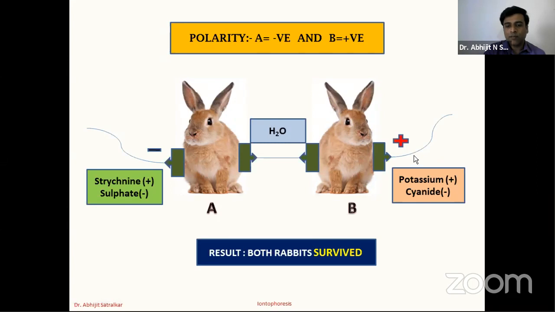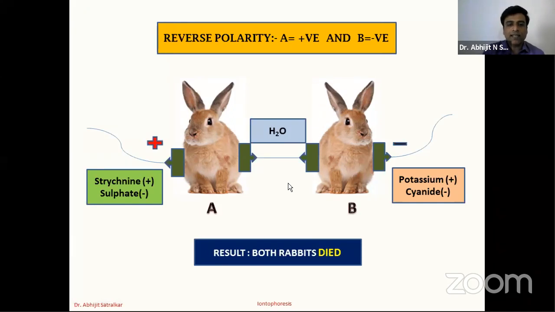While in rabbit B, potassium, which had a positive charge, got repelled from this positive electrode into the rabbit, while the cyanide, which had negative ions, got attracted towards this positive electrode. Now this cyanide and strychnine are the poisonous ions, so they didn't go inside the rabbit. So both the rabbits survived.